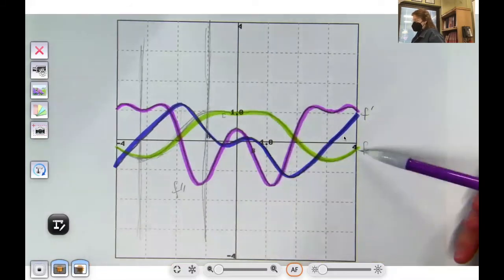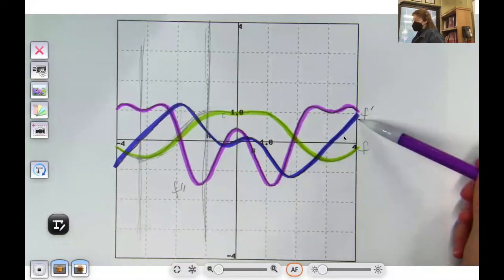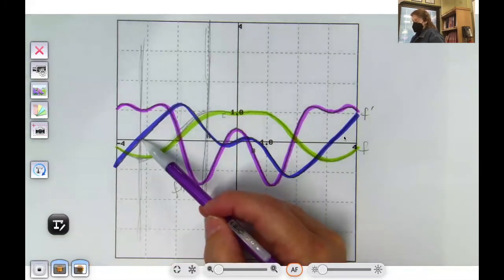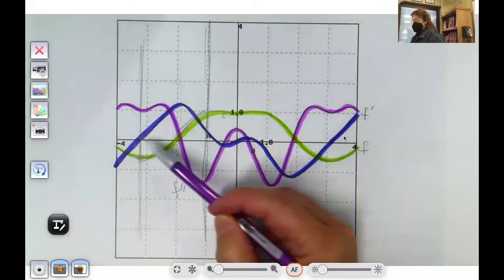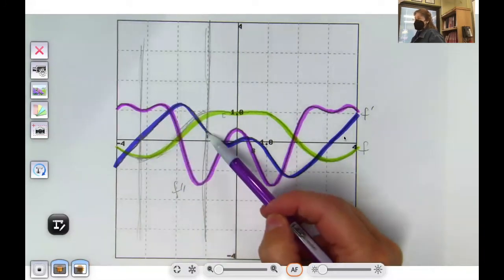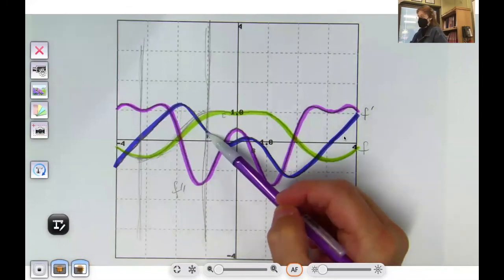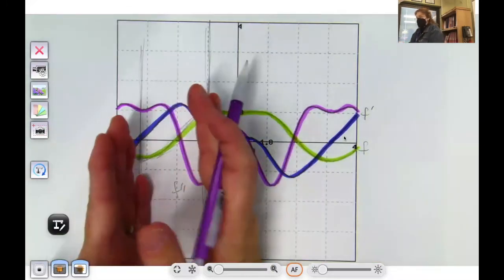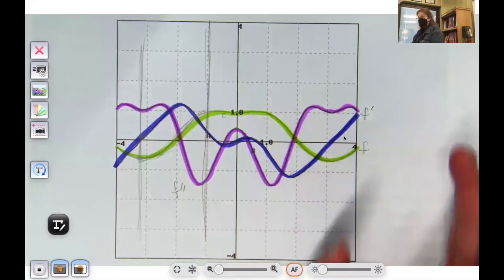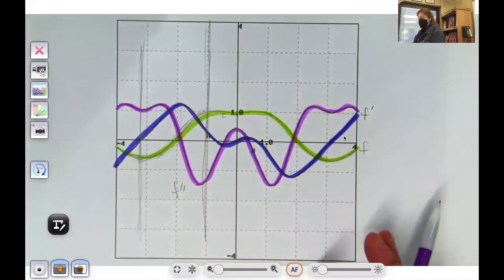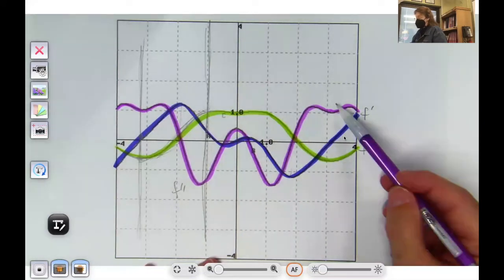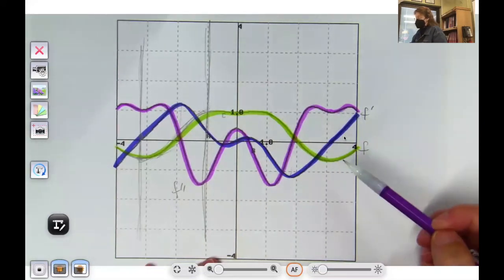Well, we said that the green line's derivative was the blue line. So from here to here, is the blue line all above the x-axis? It is. So that's the second rule. You pick a section that you want to look at where the slope is the same. Okay, I ought to be able to do that on the blue to the pink line.